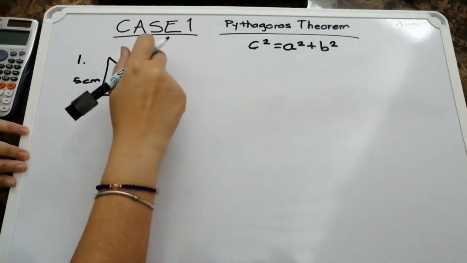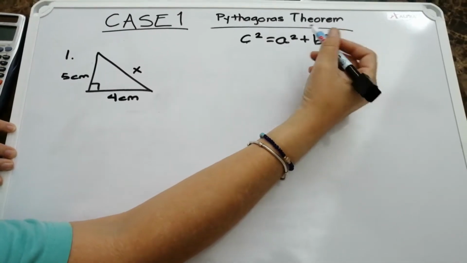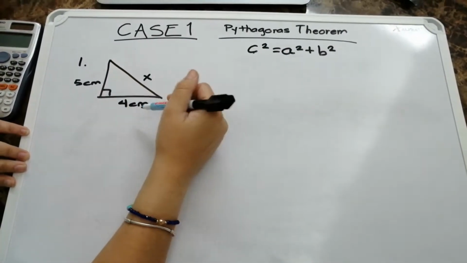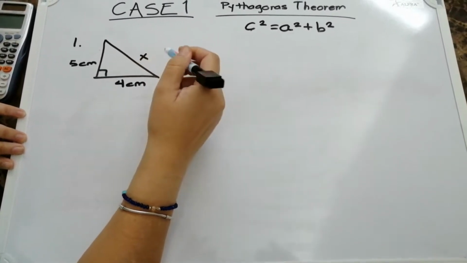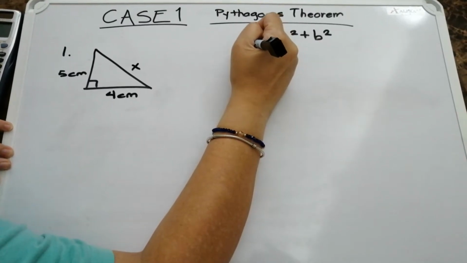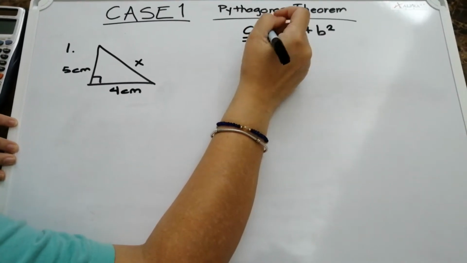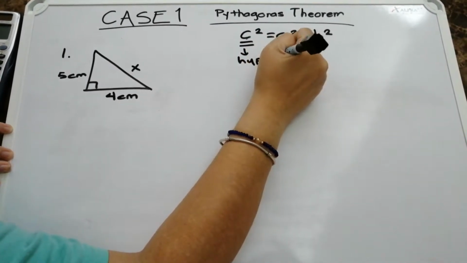Okay guys, I'm going to explain case 1, which is the use of the Pythagoras theorem. We use the Pythagoras theorem when we have two sides and we're looking for a third missing side. There are no angles involved. What is important in the Pythagoras theorem is to determine which one is the letter C, the hypotenuse of the triangle.